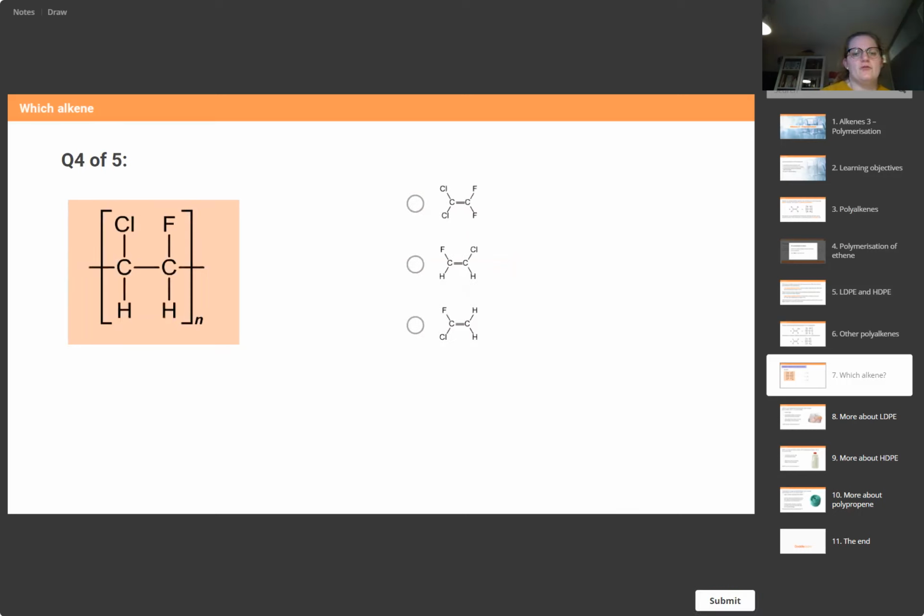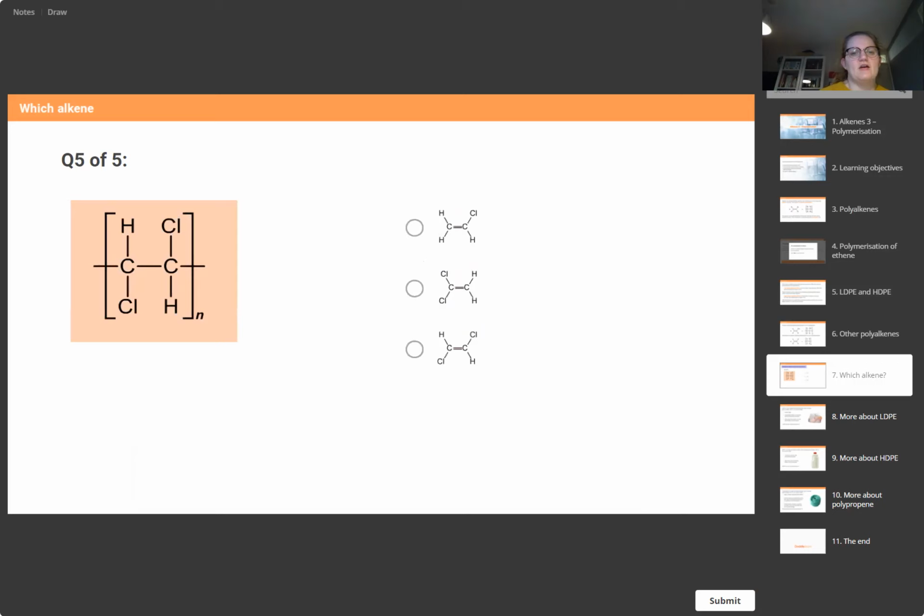We've got chlorine and fluorine this time. It can't be the top one because we've got two lots of chlorine, two lots of fluorine. It can't be this one because they're on opposite sides and here they're on the same side. So it has to be this one. It doesn't matter that the fluorine and the chlorine are attached to different carbons. That doesn't matter.